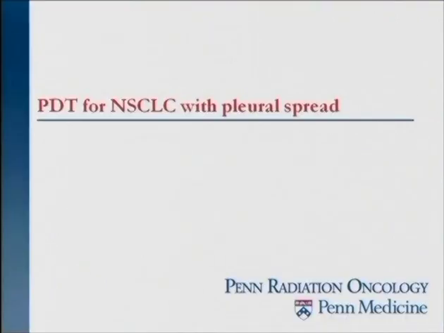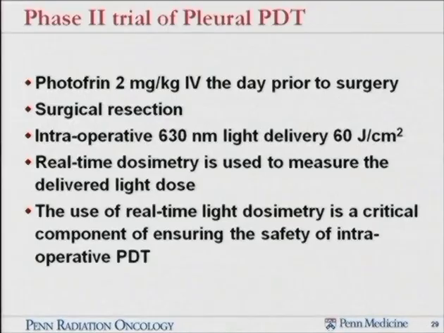So I'm gonna switch to talk about the PDT for lung cancers. We have two trials going on. One is a phase 2 trial for HPPH, which uses 2 milligrams per kilo of photofluorine intravenously given to the patient, 24 hours, 630 nanometer light delivery, up to a dose now of 60 joules per centimeter squared. That's a light fluence rate measured in vivo using the dosimetry system.